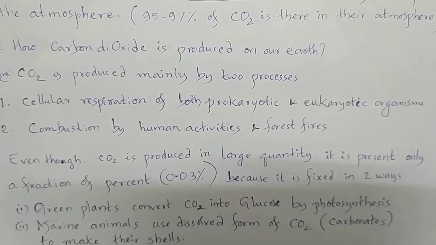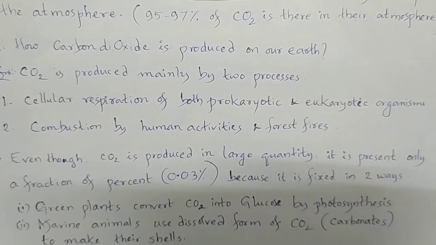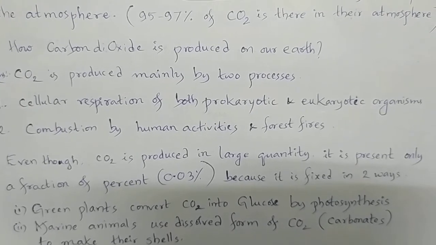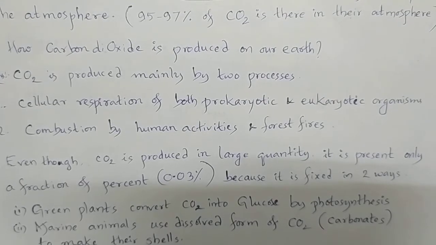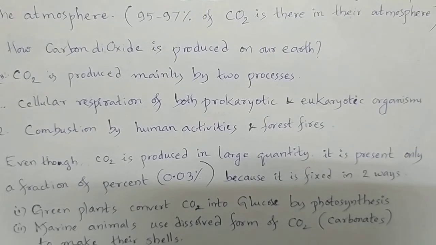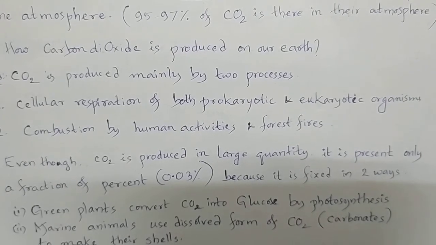How is carbon dioxide produced on our earth? Carbon dioxide is produced mainly by two processes on our earth. Number one, cellular respiration of both prokaryotic and eukaryotic organisms. Prokaryotic and eukaryotic, we already have learned what they are. In both of these organisms, cellular respiration is carried out, during which carbon dioxide is released.